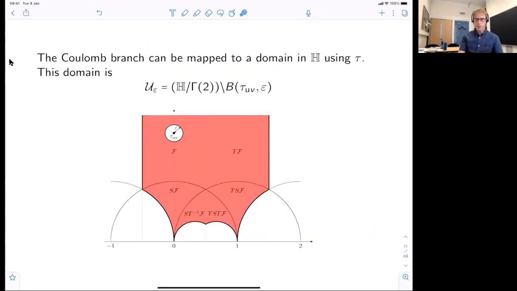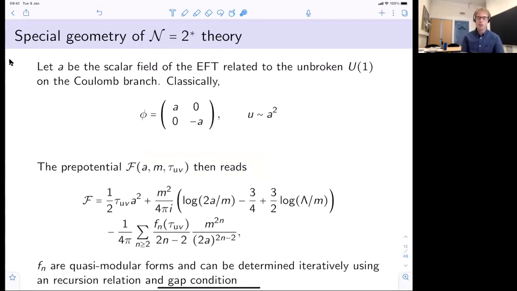Okay. So let me continue and say a little bit more about the special geometry of this N=2* theory. So in the symmetry broken phase, the field phi can be brought to the diagonal form with zero off the diagonal, and then a and minus a on the diagonal. And so then u is proportional to a squared. The full solution can be obtained from the prepotential F, which takes the following form. It has a classical part, one half times tau UV times a squared. Then there are a few one-loop logarithms, and then we get an infinite series of non-perturbative terms, which are powers of m over a, weighted by functions f sub n.